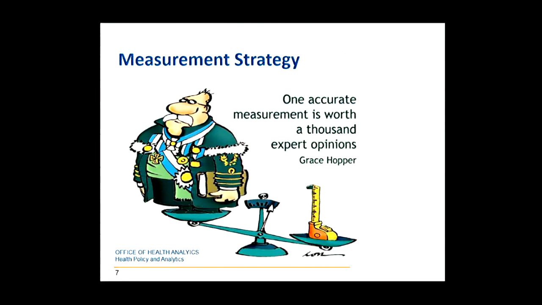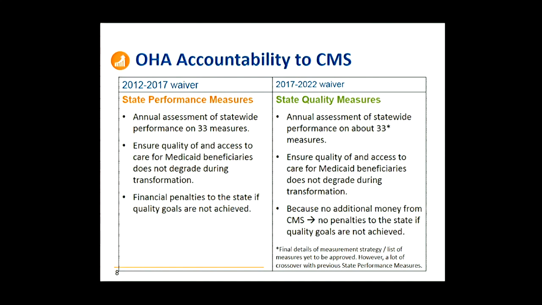Our measurement strategy: an accurate measurement is worth 1,000 expert opinions. I don't know who Grace Hopper is, but I thought that was a great saying. So OHA's accountability to CMS, I went through those earlier points, but basically we agreed with CMS on a set of measures that we would track under the waiver. And there were 33 of those measures.